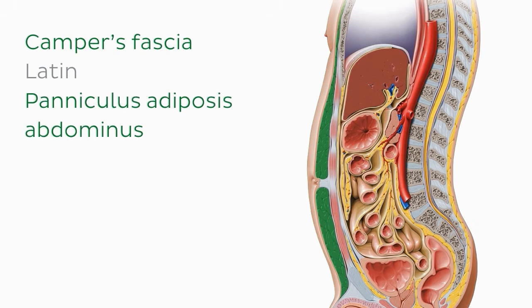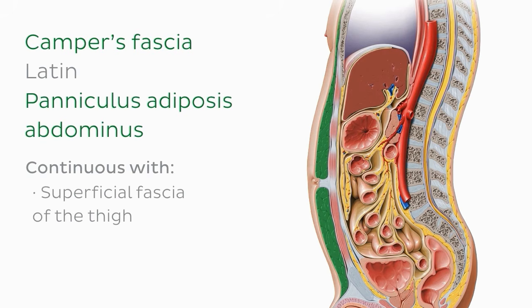And Camper fascia lies directly beneath the skin of the anterior abdomen, and it's a layer of subcutaneous fatty tissue that varies in thickness from person to person. Camper fascia is the outermost or most superficial layer of superficial fascia of the anterior abdomen and is continuous with the superficial fascia of the thigh and the dartos fascia of the penis.